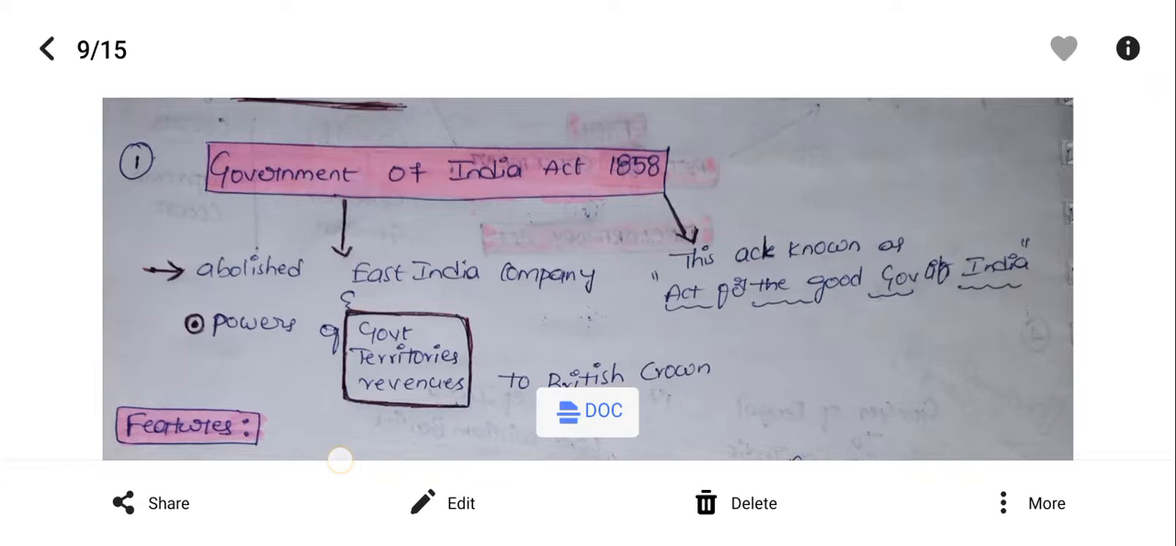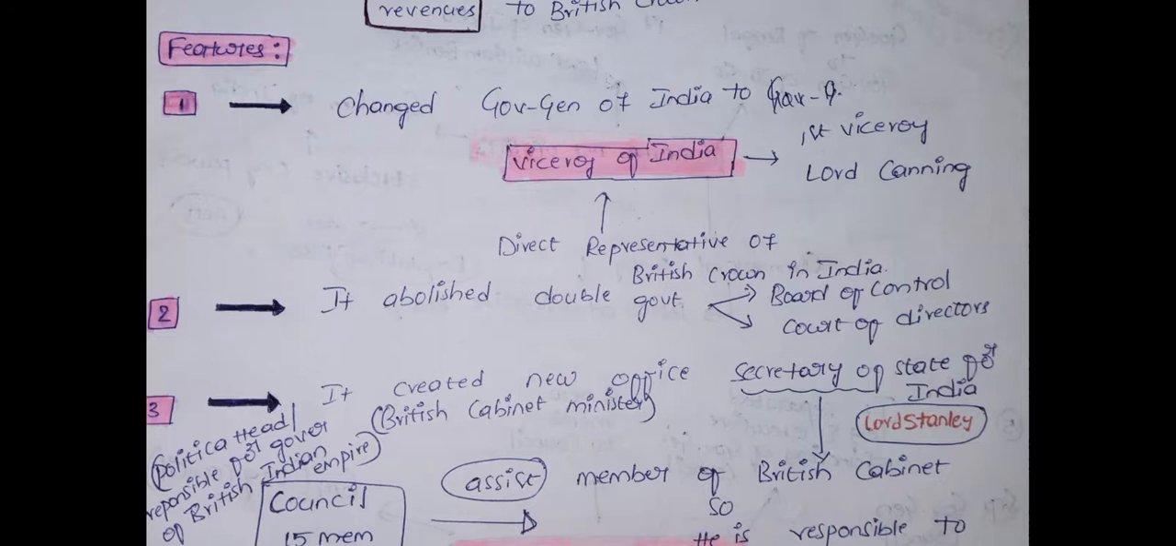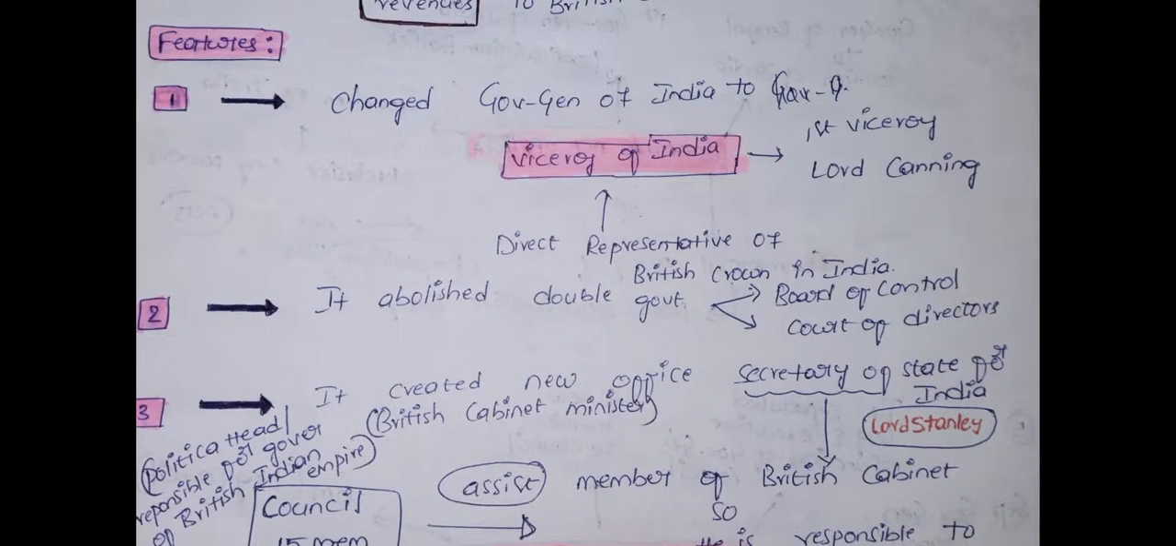The features of the Government of India Act 1858 are: it changed the designation of the Governor General of India to Viceroy. Our first Viceroy of India was Lord Canning, and he is the direct representative of the British Crown in India. Lord Canning was the first Viceroy of India under the British Crown.